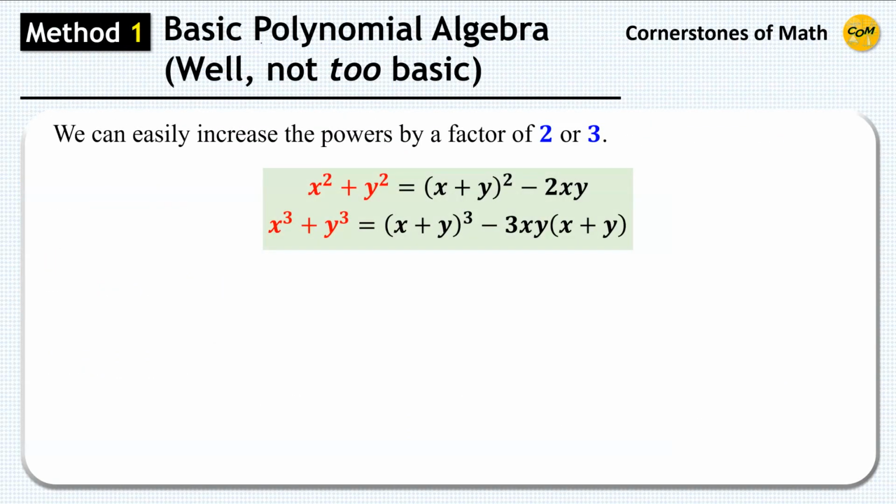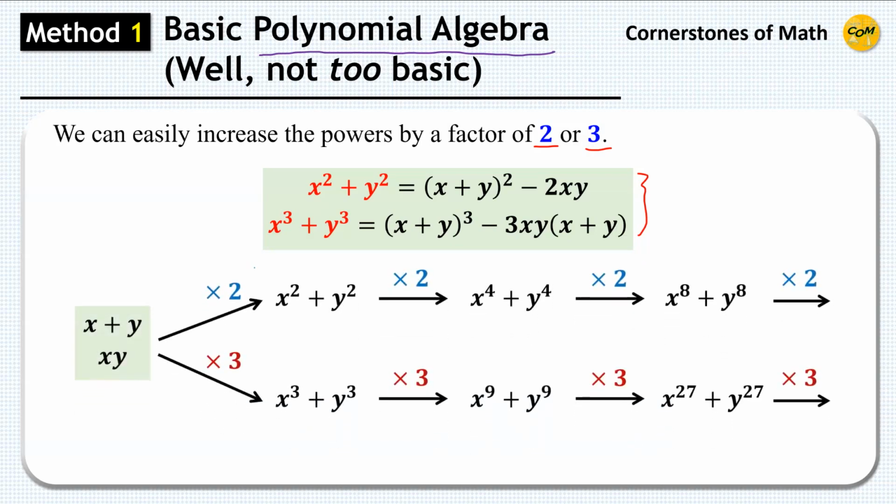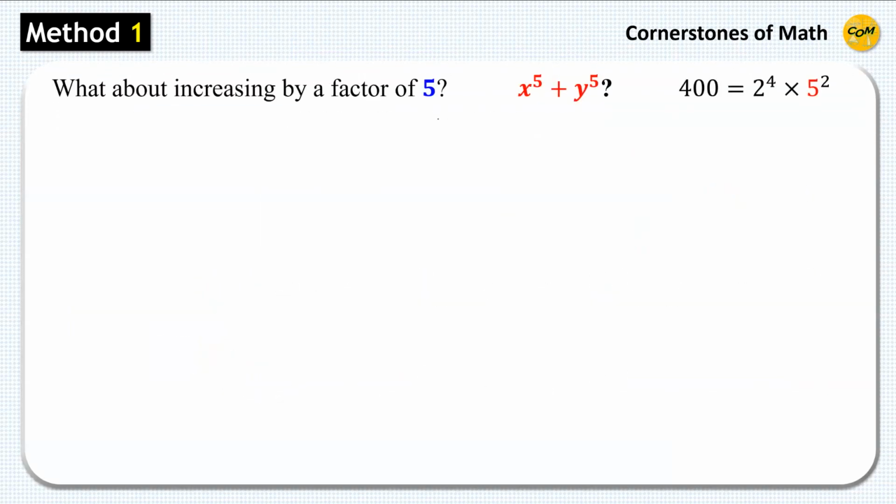In the first method, I will attempt to solve the problem solely relying on basic polynomial algebra. The basic starting idea is that there are formulas that allow us to increase the powers by a factor of 2 or 3. You know, pretty basic stuff. Using these, we can calculate the sums where their powers double or triple quite easily. But when it comes to the 400th power, we need an additional formula that allows us to increase the power by a factor of 5, because 400 contains 5 as its prime factor. So how do we find this?